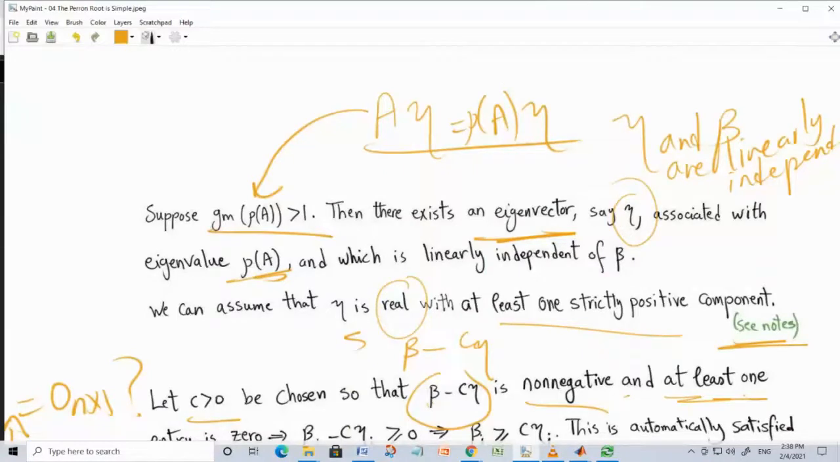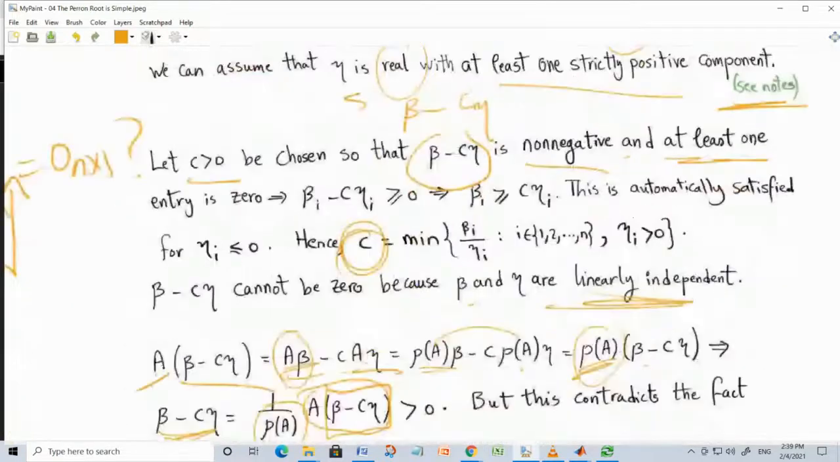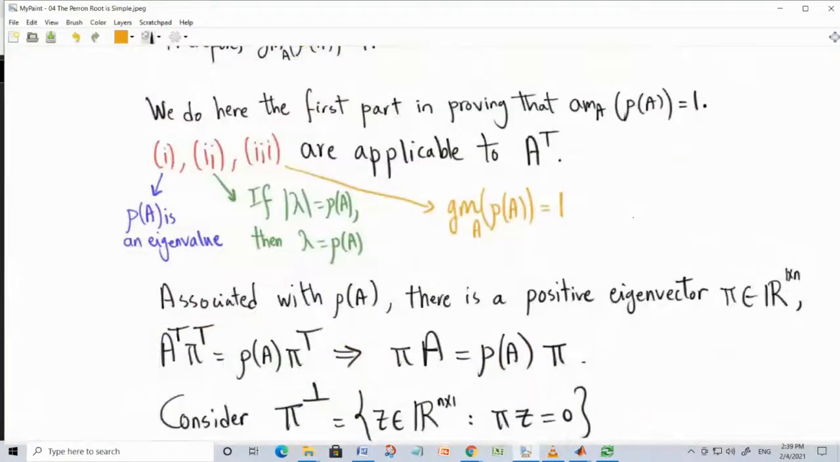So there does not exist an eigenvector linearly independent of beta. So the geometric multiplicity of rho of A is 1. It is exactly equal to 1. Okay. Now, what about showing the algebraic multiplicity is 1?